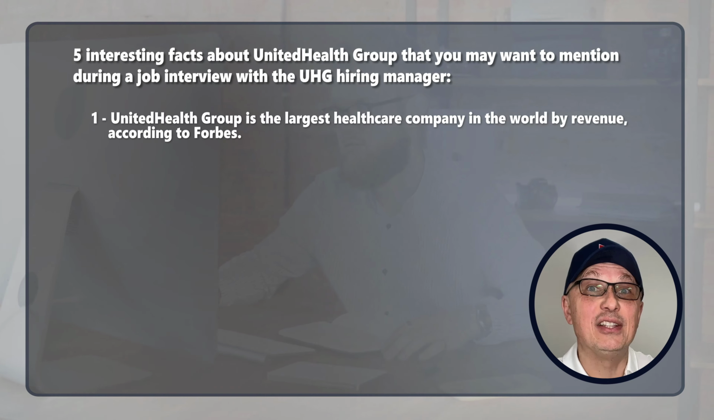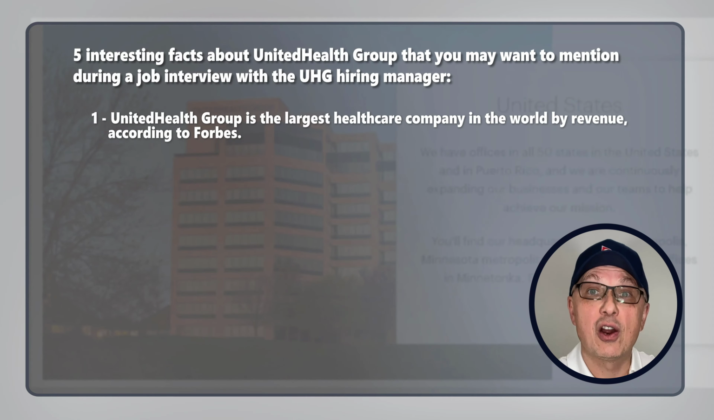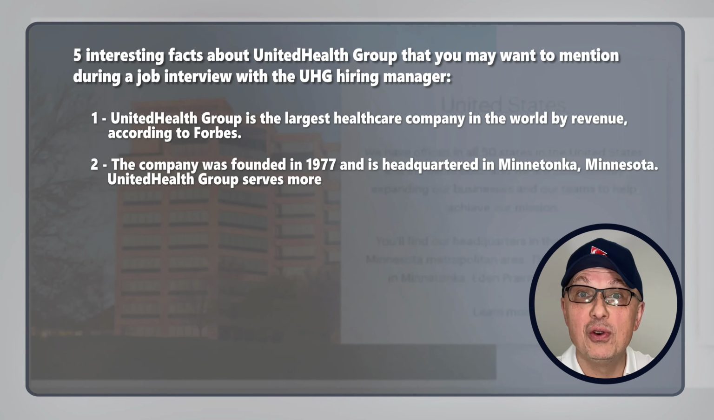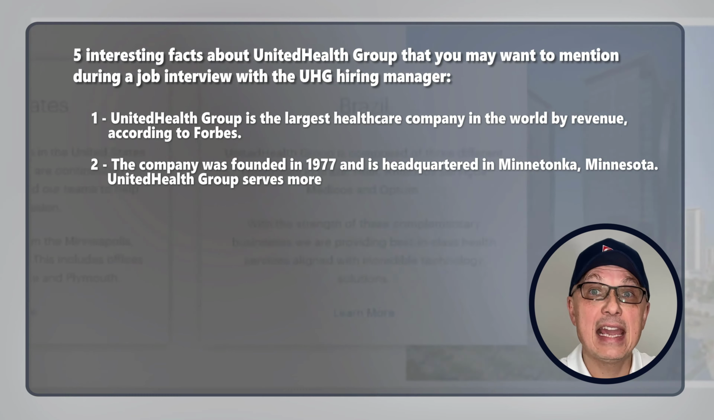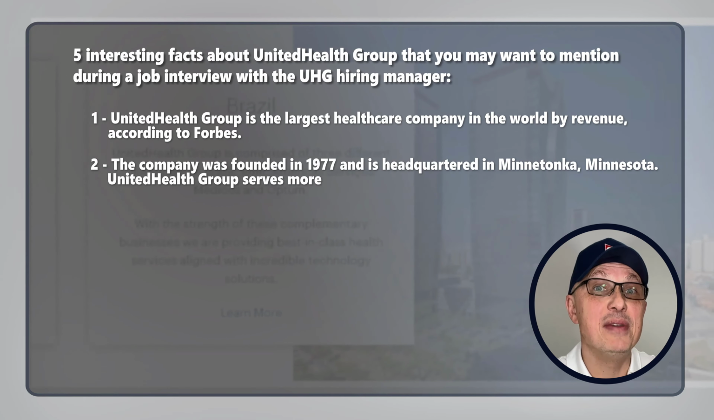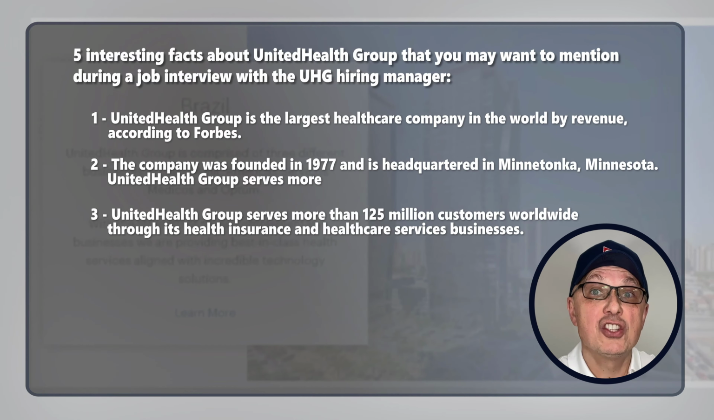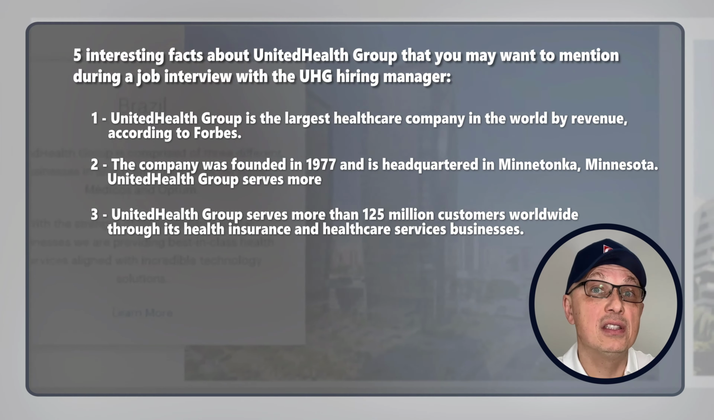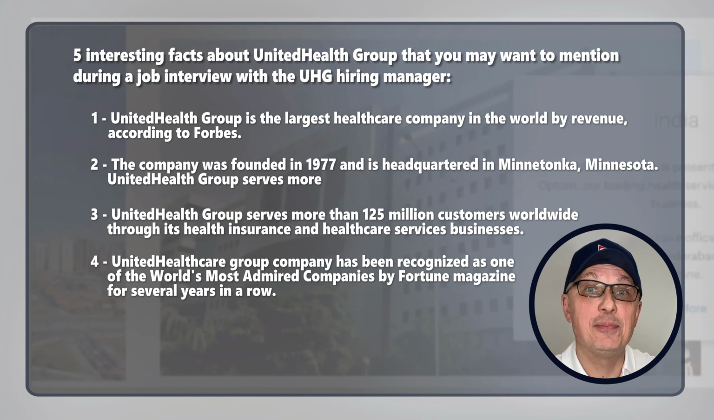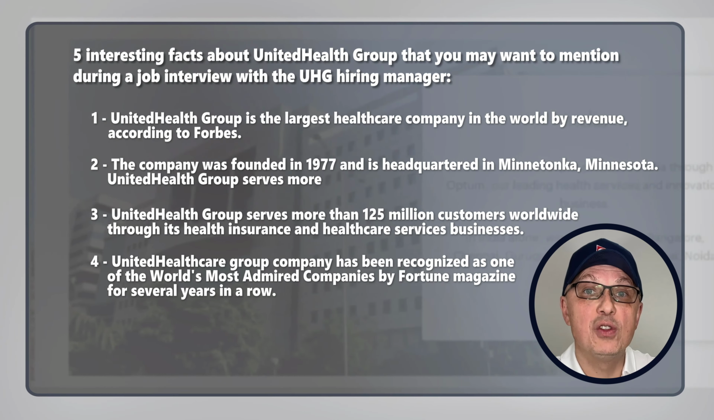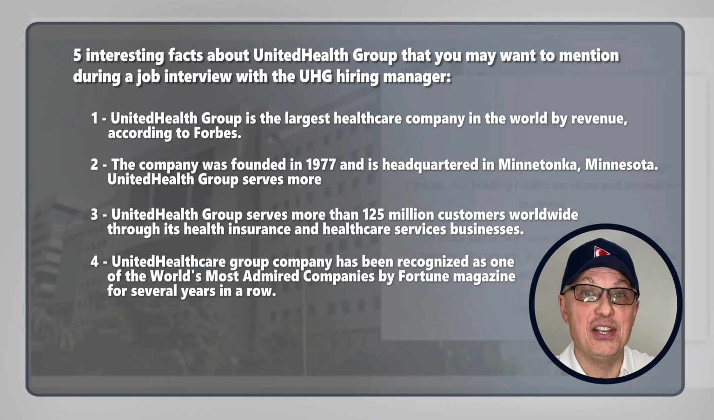Number one is that UnitedHealth Group is the largest healthcare company in the world by revenue, according to Forbes. Number two is that UHG was founded in 1977 and is headquartered in Minnetonka, Minnesota. Number three, an important fact, is that UHG serves more than 125 million customers worldwide. Number four is that UnitedHealth Group has been recognized as one of the world's most admired companies by Fortune magazine several years in a row.